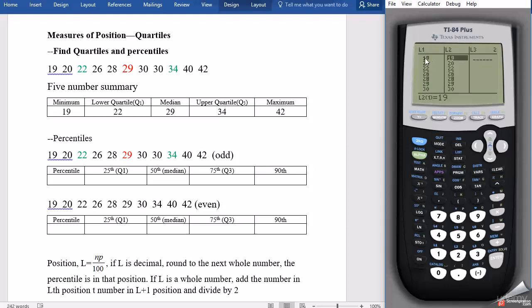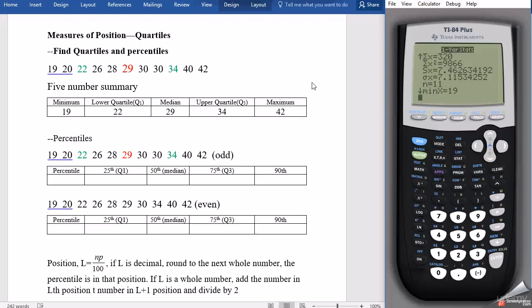So I am going to do what we have done before. I'm going to go to stat, go to calc, select number 1. You can see L1, that's where I enter the numbers. There's no frequency, so I'm going to go ahead and calculate. When I calculate, I scroll down. You can see it tells us n is 11 numbers.